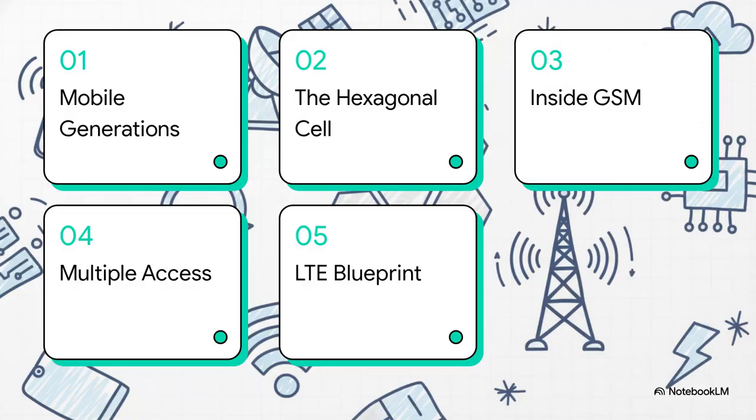All right, so here's our game plan. Think of this as the greatest hits album for the MWC exam. We're going to cover the evolution from 1G all the way to 5G. Then we'll solve that hexagonal cell mystery. We'll peek inside the GSM architecture, figure out how everyone shares the air, and finally, we'll break down the blueprint for 4G, which is LTE. So, you ready? Let's start.